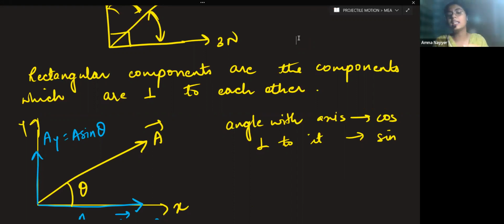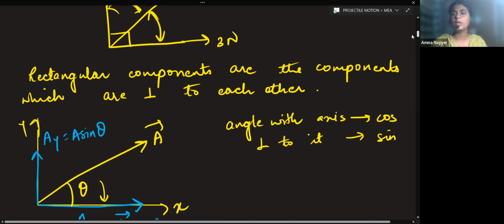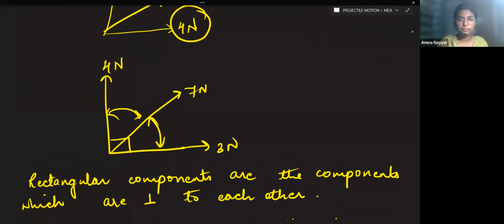Whatever is the angle made with an axis, the resolution along that axis involves the cos component. For example, if a vector is over here, then this angle made with this axis we call theta. So this side is cos theta. And the perpendicular one, the one that is left, is termed as sine theta.